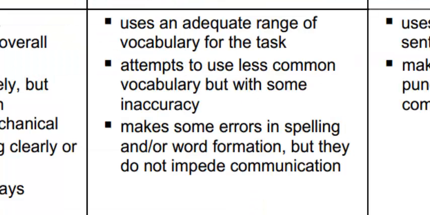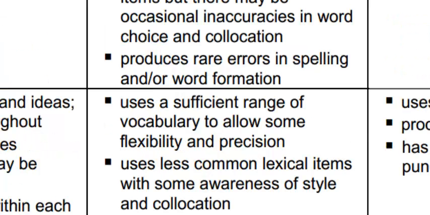So I said before that range related to the different words you use, and if we look at band score 6, the criteria says uses an adequate range of vocabulary for the task. So this means that you have enough vocabulary and lexis related to the essay question in order to have enough vocabulary to describe what you want to describe, to convey the message that you want to convey.